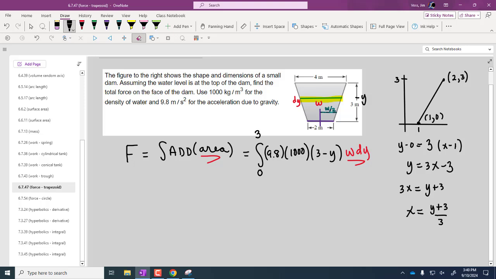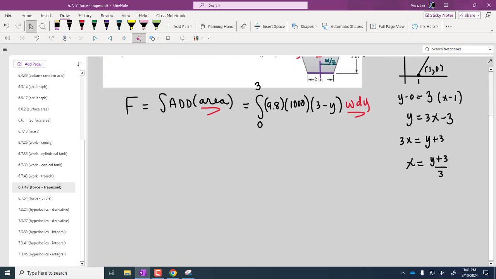So now we have this distance right there. And we said that that is W divided by 2 if we go over to one edge from the center. So now we know what W is. W will be 2/3 (y plus 3). So we're just going to double it. Double it.